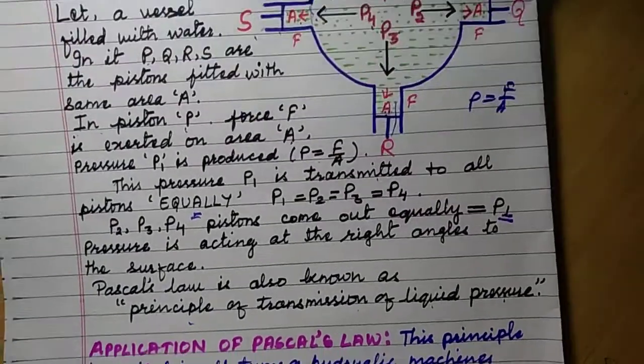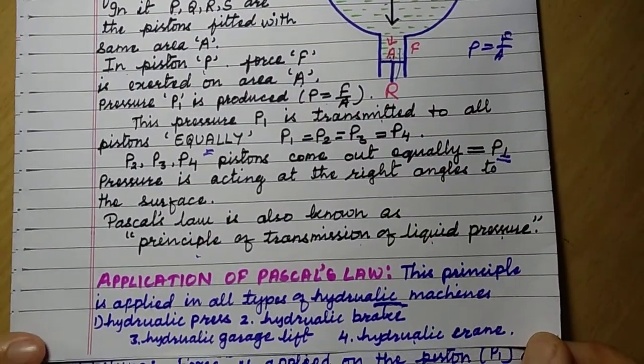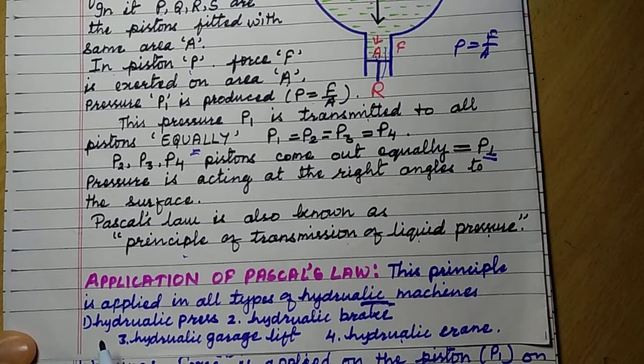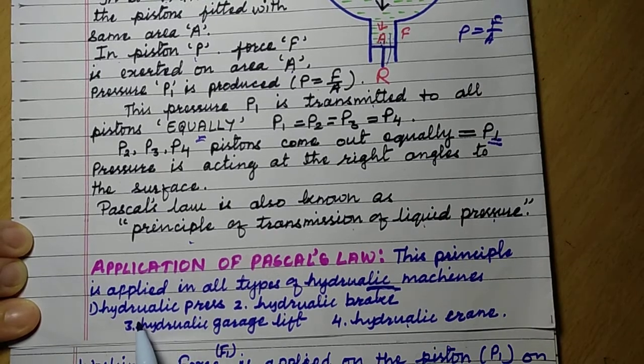So, application of Pascal's law. What is the use of Pascal's law application? Pascal's law is used in all types of hydraulic machines. And hydraulic machines are hydraulic press, hydraulic brake, hydraulic garage lift, hydraulic crane. These are the different types of hydraulic machines.